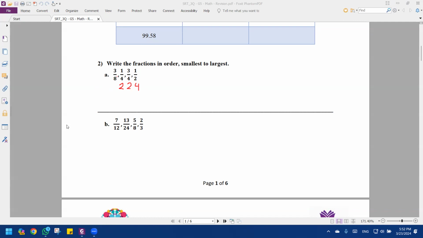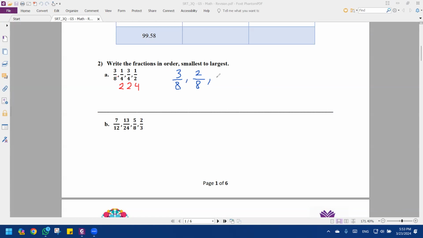Now let me write the values. The first one, 3 over 8, doesn't change. The second one, 1 over 4, I should multiply by 2. But as we said before, equivalent fraction means we multiply up and down by the same value. So 1 over 4, we multiply 2 times 1 is 2. 2 times 4 is 8. Now we have a common denominator.